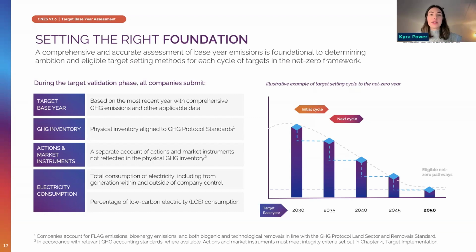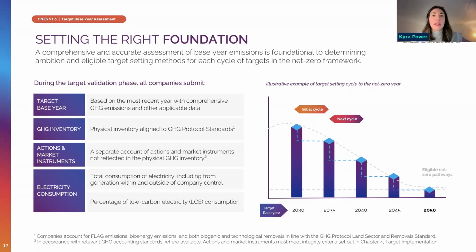All companies are required to complete a target base year assessment to support their initial target validation under version 2, and again for each subsequent target cycle. So for each new target cycle, a company is required to select the most recent year with comprehensive data as the target base year. This reflects changes in company structure and emissions over time and aligns with SBTi target setting methods that determine ambition based on a company's current emissions profile rather than a historical base year.